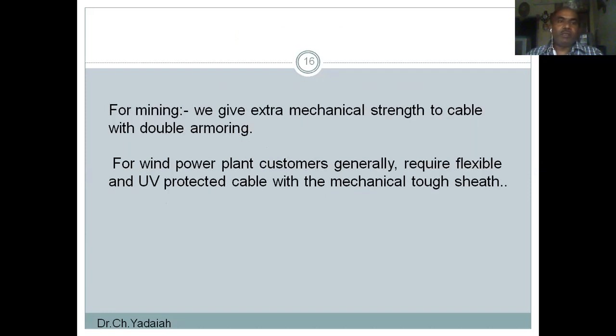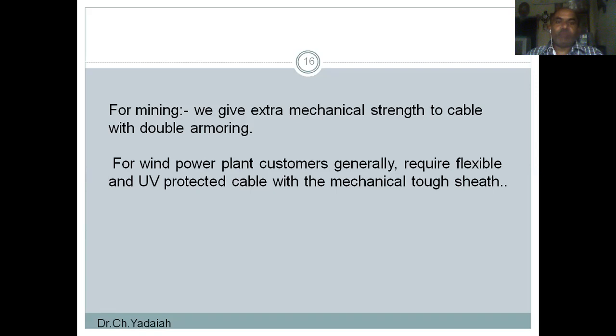Now coming to special purposes, for example, in mining, the underground mining. Here we give extra mechanical strength to the cable with double armoring. Inside the ground, wear and tear of the cable takes place, and it has to withstand mechanical damage. That's why double armoring is provided as mechanical protection for mining cables.